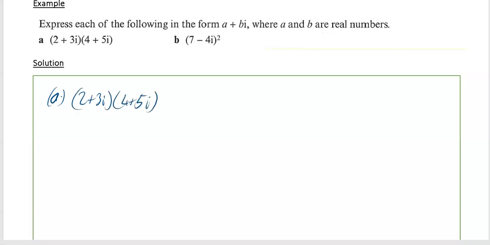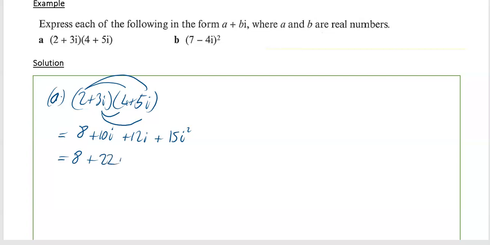So do this whatever way you want. You may use FOIL. I use the curly lines. So 2 times 4 gives me 8, and 2 times the 5i gives me 10i. Nothing difficult so far. 3i times 4 is going to give me 12i. And then this is where it gets tricky. 3 times the 5 gives me 15, i times i gives me i squared. Okay, tidy up whatever you can. You've got 8 plus 22i.